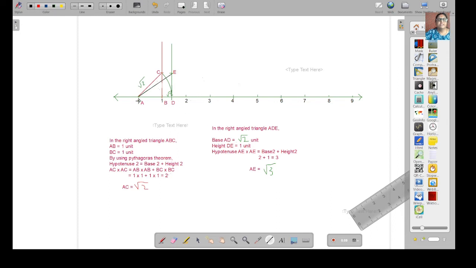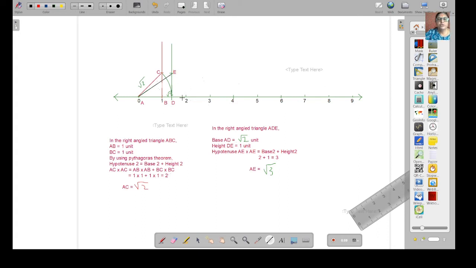Now in the right angle triangle ADE, AD is equal to root 2 unit, DE is equal to 1 unit. Therefore, hypotenuse AE into AE is equal to base squared plus height squared. Base squared is root 2 into root 2, 2, plus height squared 1 into 1 is equal to 1. So 2 plus 1 is equal to 3. So AE into AE is equal to 3. Therefore AE is equal to root 3.